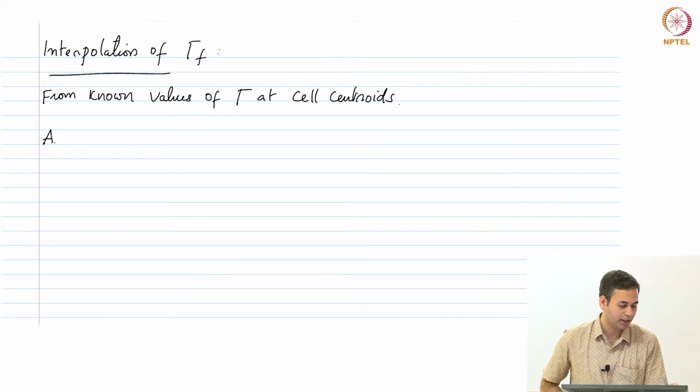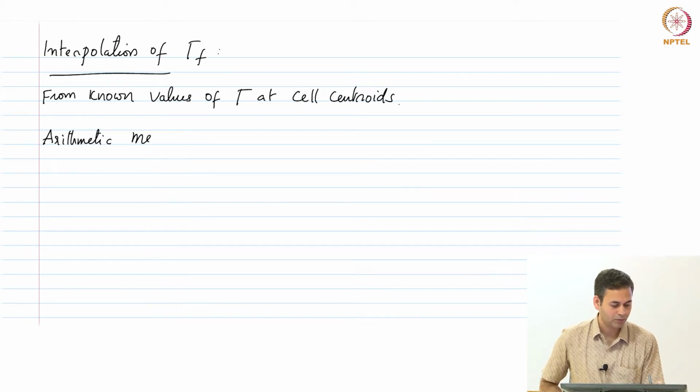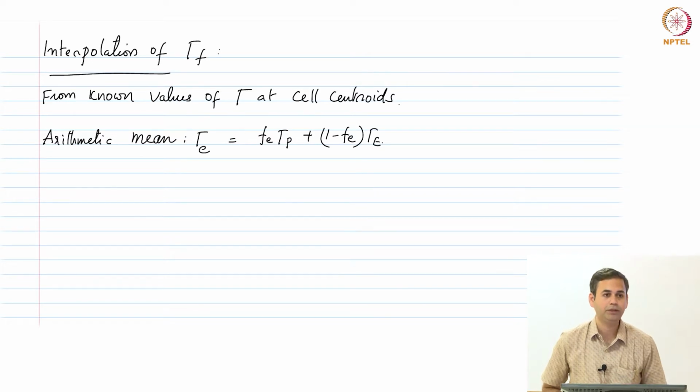One was the arithmetic mean, which was given by what? Gamma f equals, or gamma e equals, right. What was the formula we had? We had Fe times gamma p plus 1 minus Fe times gamma e, right. That was the formula we had, where Fe was delta x e upon 2 del x e, right. That was the length of the arm length, fine.